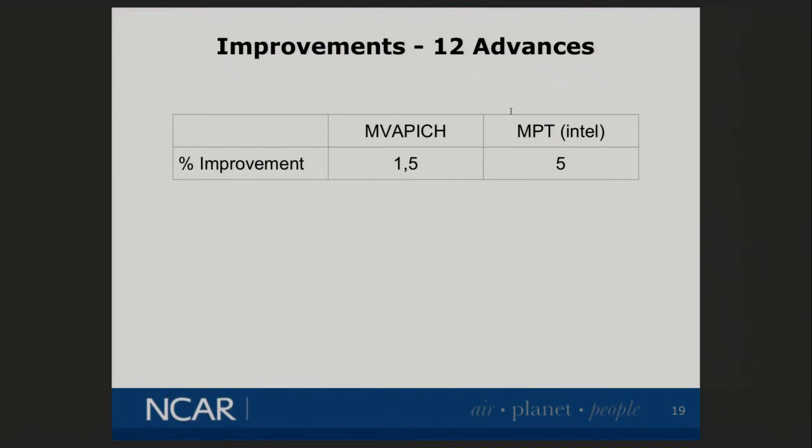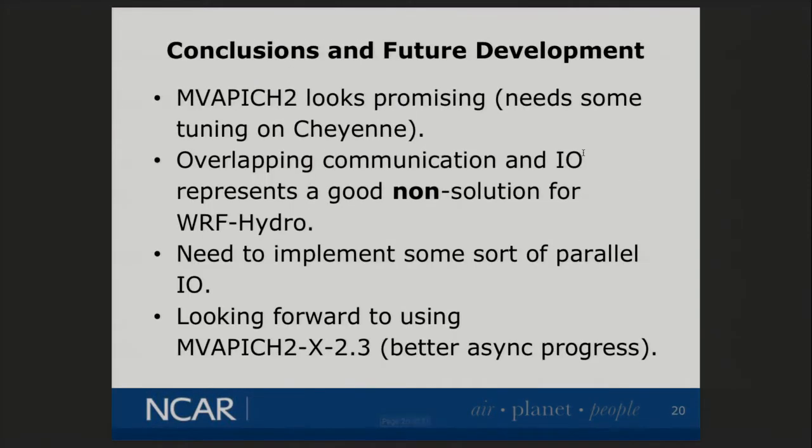This is instead for 12 advances. Sorry if this slide is not pretty, but it was a last-minute slide. So for 12, 3 times more advances, so more computation, with MVAPICH we can get 1.5% improvement, and we can get 5% improvement. This is always running on 512 processes. So in conclusion, MVAPICH looked promising, so we really want to have a highly tuned MVAPICH implementation on Cheyenne.